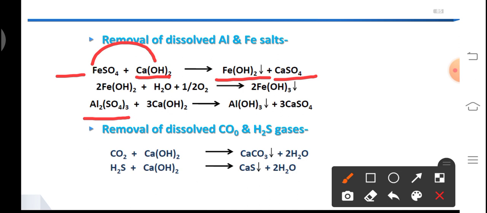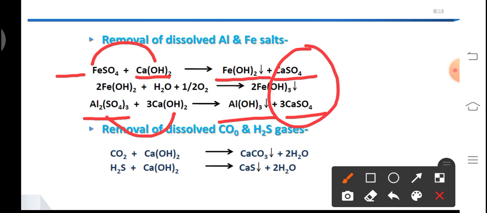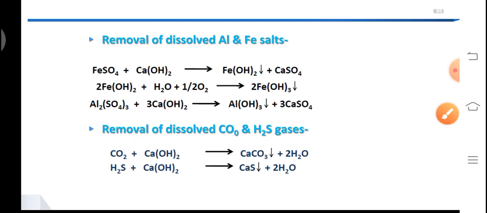Aluminium trisulfate, when treated with lime, gives aluminium hydroxide in precipitate form. This can be filtered off along with the byproduct calcium sulfate. This is again a permanent salt of calcium, so we need to remove this calcium sulfate by adding soda.